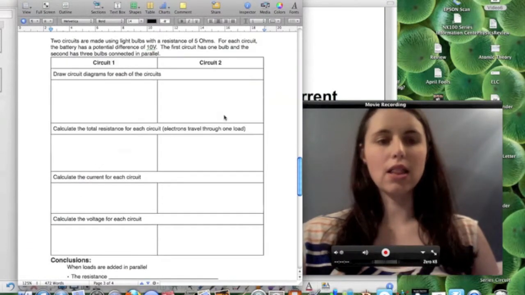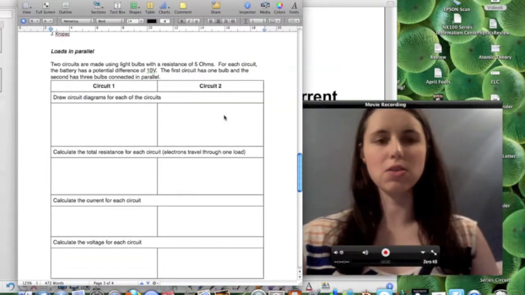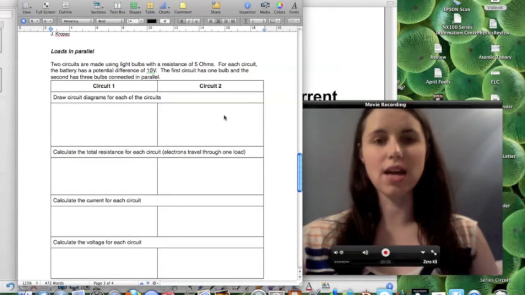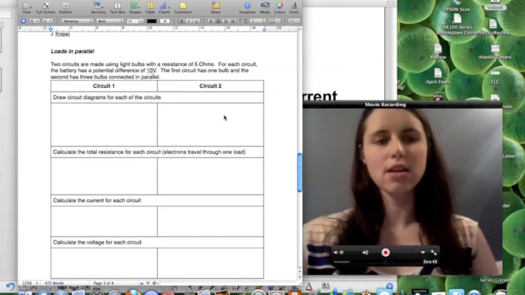And then loads in parallel. That's what we're going to be doing today. So if you can just turn to that part of that note. Anyone that doesn't have it, there's extra copies on the front desk. So if you want to come grab that, that'd be great.